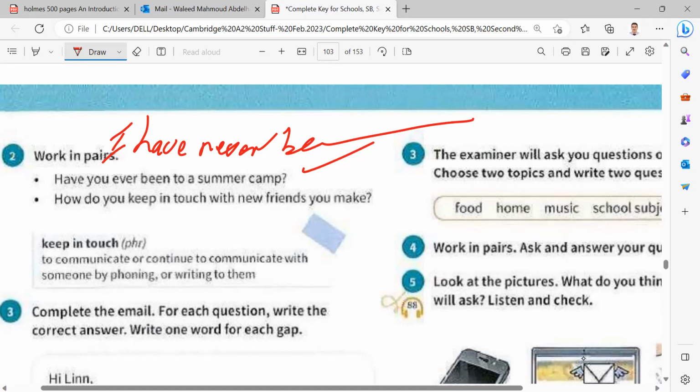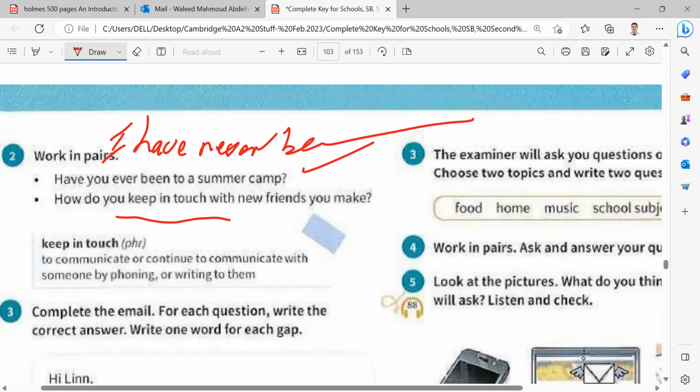طيب, how do you keep in touch with new friends you make? Sitting with them and talking to them. Okay. How, Sarah? يعني chatting with them face to face, or using social media, for example websites, or through WhatsApp messages, or phone calls, or what? How can you keep in touch with your new friends? Do you know what this means, keep in touch? Keep in touch يعني على تواصل. يعني ازاي بتتواصلي مع new friends بالنسبة لك.